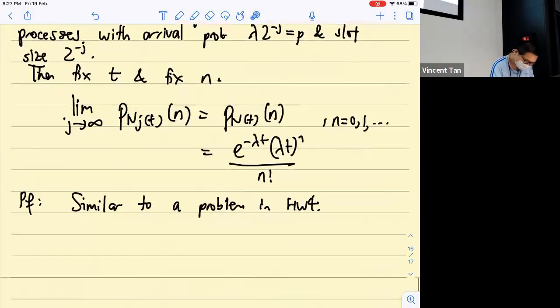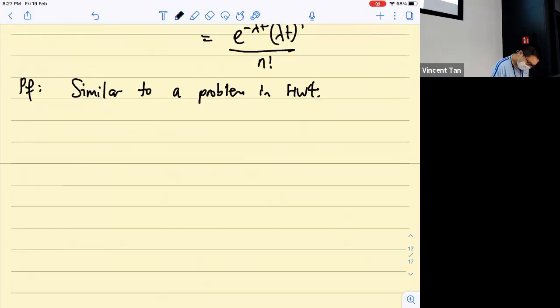All right. So, last thing I'll talk about is the following. Very exciting. Combining and splitting of Poisson processes.